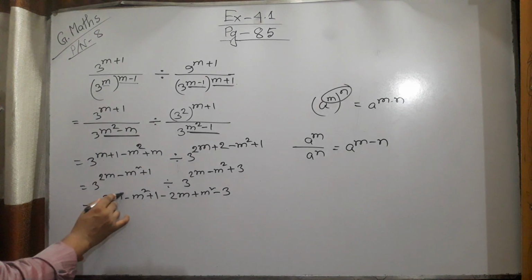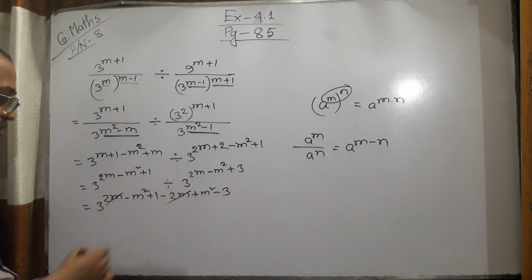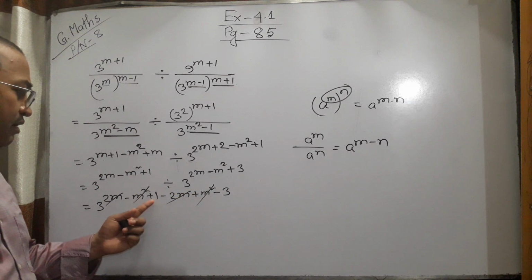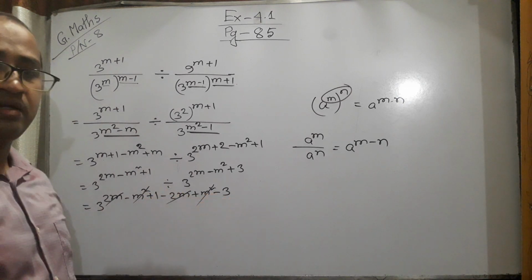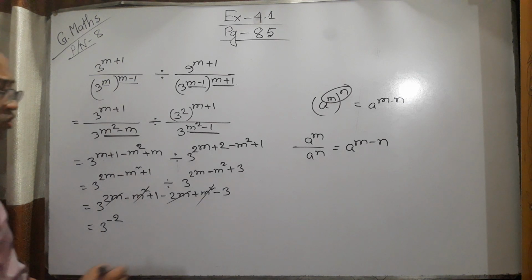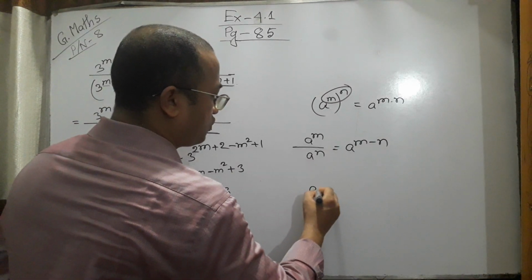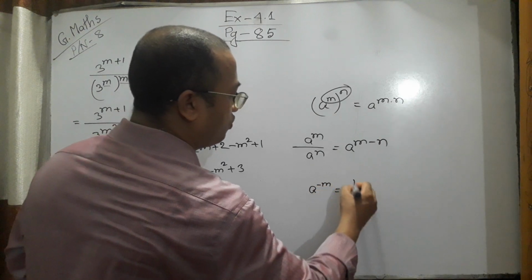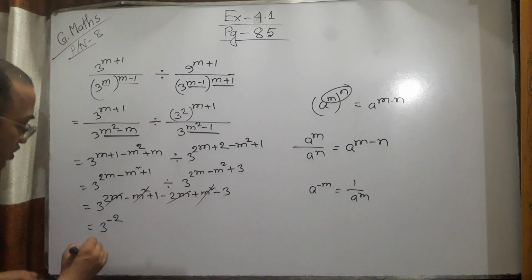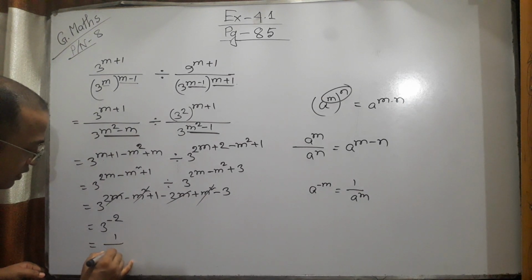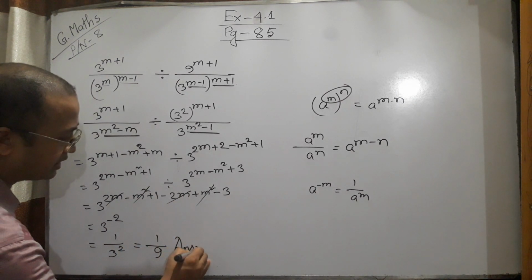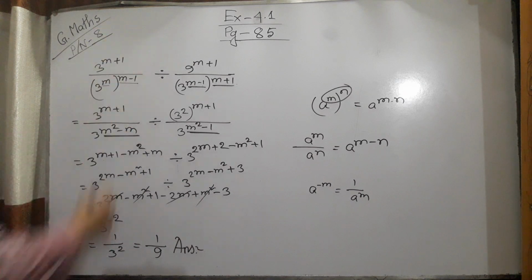Now look, 2m and minus 2m we can cancel. M square and plus m square will cancel, and plus 1 minus 3 will be minus 2, so 3 to the power minus 2. Okay, now we know a to the power minus m equals 1 by a to the power m. So here we can write 1 by 3 square, that is 1 by 9. So this is the answer of question number 8.